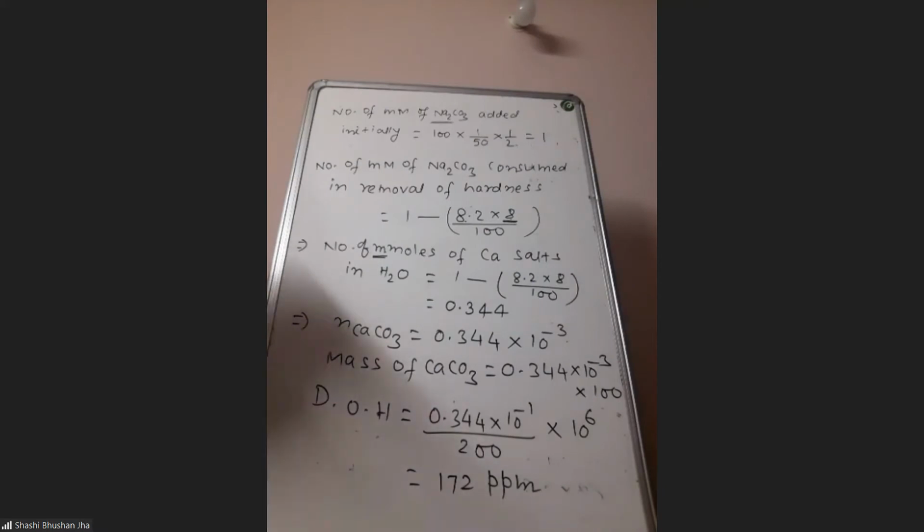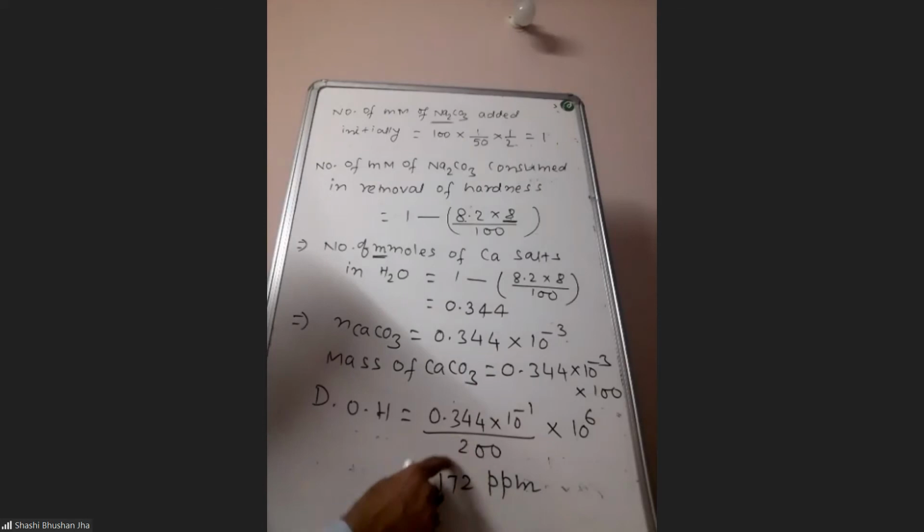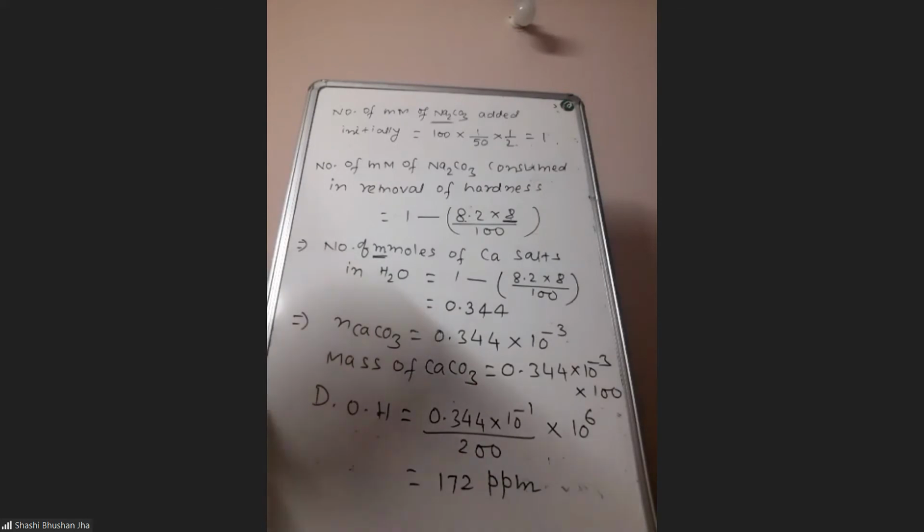No. We will calculate for water. We have to divide here by the mass of water. We are calculating the degree of hardness of water. Yes, sir, here in the denominator, this is the mass of water, not the mass of solution. Okay, sir. The degree of hardness is the weight of calcium carbonate divided by the weight of water into 10 to the power 6.